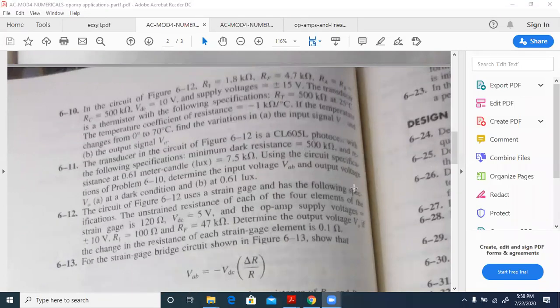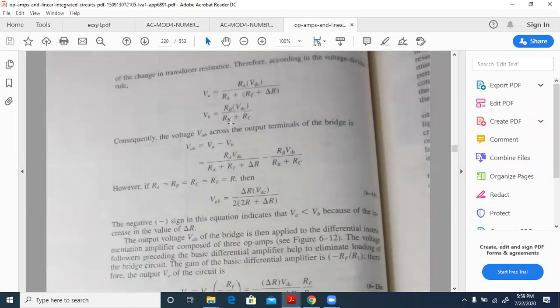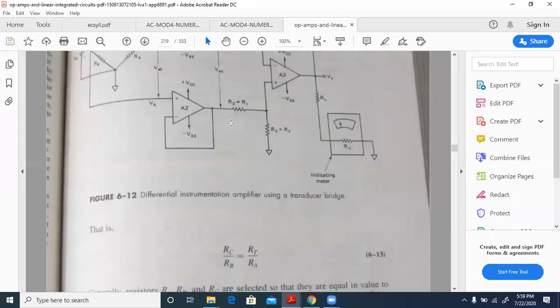So when dark condition is there, we will have 500 kilo ohm. The RA, RB, RC will also be 500 kilo ohm, right? Photocell is used in place of the thermistor over here, which is the same thing. So again, if you go back to the figure of the circuit, you can see that it becomes a balanced bridge.